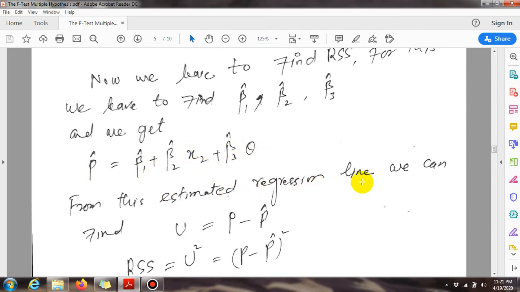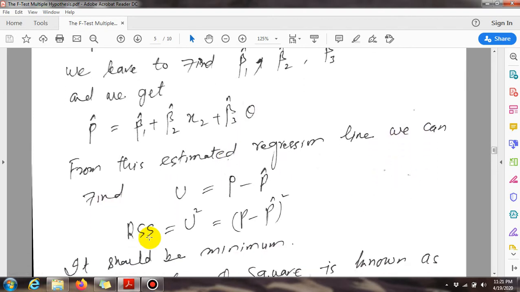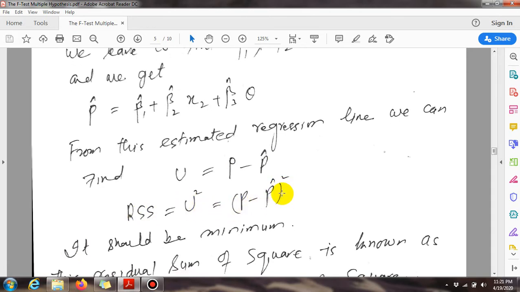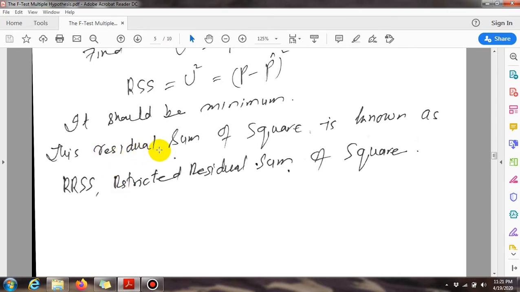From this estimated regression line we can find the error u is equal to p minus p hat, then RSS is equal to the sum of u square, which is the sum of p minus p hat squared. This should be minimized. This residual sum of square is known as RRSS, restricted residual sum of square, because we have put a restriction on our betas. So after that we get a restricted residual sum of square.